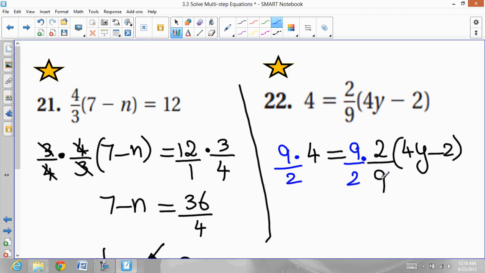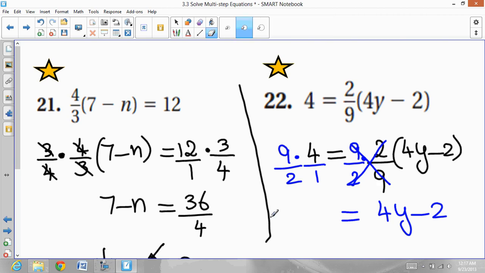So 9 on the top and 9 on the bottom cancel out. 2 on the top and 2 on the bottom cancel out, because 9 divided by 9 gives you a 1, and 2 divided by 2 gives you a 1. Which means you are left with just 4y minus 2. On this side, I have a fraction, so I'm going to stick a 1 to make a fraction. Now watch the method I'm going to use right now.